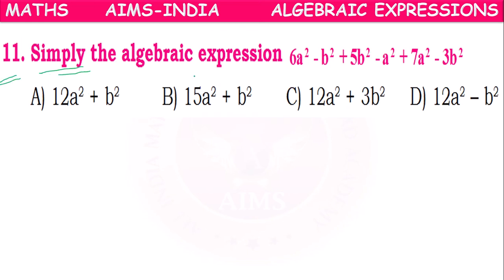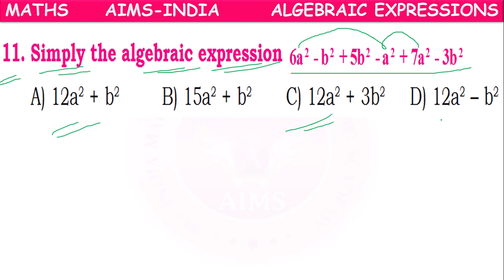Next. Simplify the algebraic expression. Simplified means like terms are to be added. We have 6a square minus a square, 5a square plus 7a square, 12a square. So, in three options, we have 12a square. Next, minus b square plus b square. Minus 1 plus 5 means plus 4b square, minus 3b square equal to plus 1b square. So, option A is right.